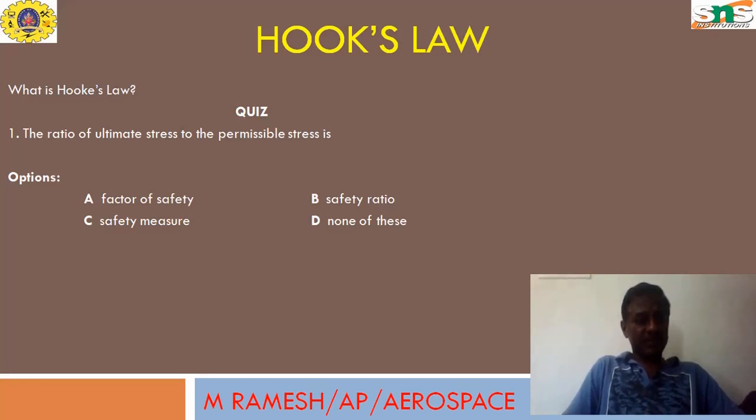First quiz: the ratio of ultimate stress to the permissible stress, that is what? The options given are factor of safety, safety ratio, safety measure, none of these. And the answer is factor of safety. Factor of safety is the ratio between the ultimate stress and the permissible stress.